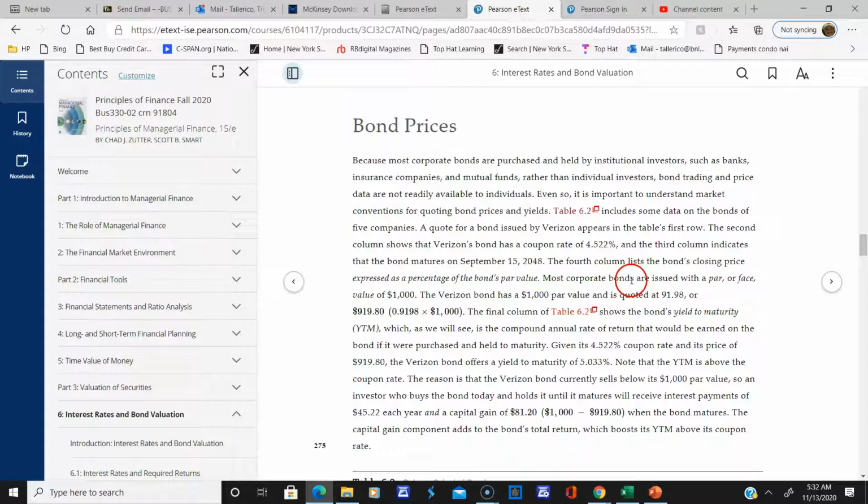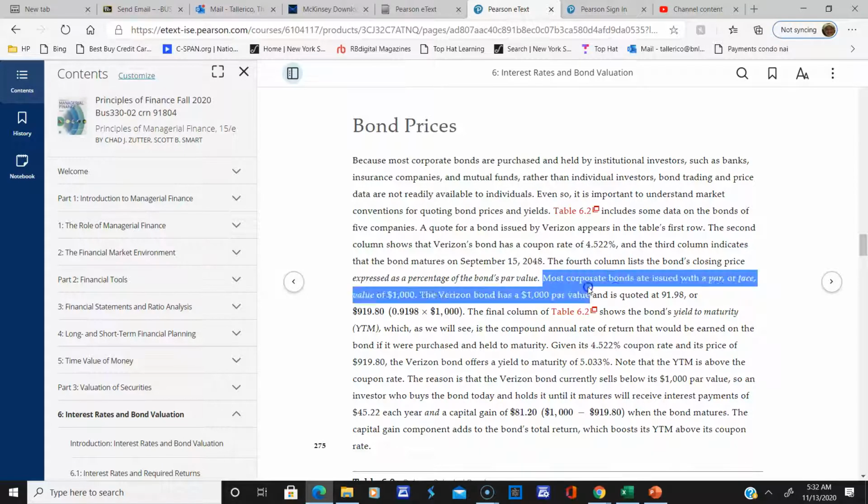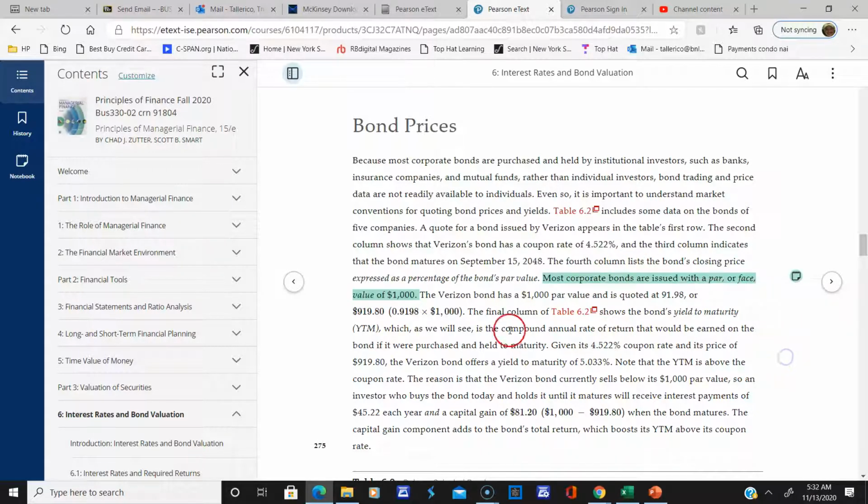Most corporate bonds are issued with, now here are the important terms that are used interchangeably, a par or a face value of $1,000. So that's all saying the same thing. The Verizon bond has a $1,000 par value and is quoted at 91.98, or $919.80. That's the current price someone would pay to buy it off you. So it went down in value.